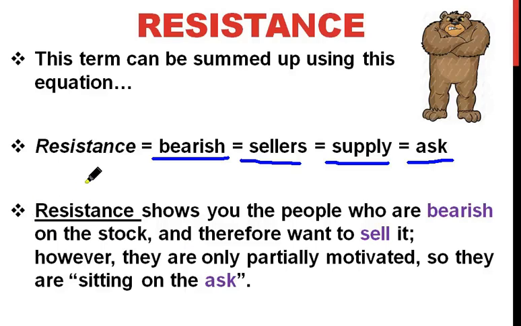So like the other one, resistance is just going to show you the people who are bearish on the stock and therefore want to sell it. However, they're only partially motivated, so they are sitting on the ask. So that's the term right there. If somebody says, I'm sitting on the ask, that just means that they want to sell, but they want to be up on stage. They're not willing to sell it to the people in the crowd. They want to stay up on stage because they're just partially motivated, they are bearish, but just partially bearish. If you're totally bearish and you just want to get rid of the thing, then you're going to hit the bid, whack it or something like that, and just sell it to the people out in the crowd.